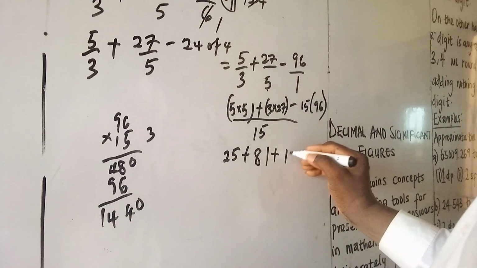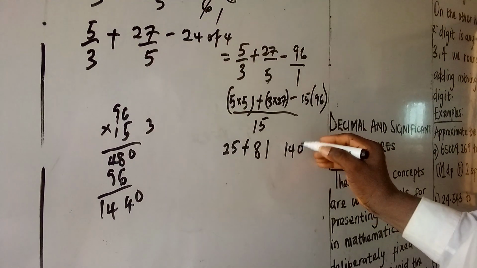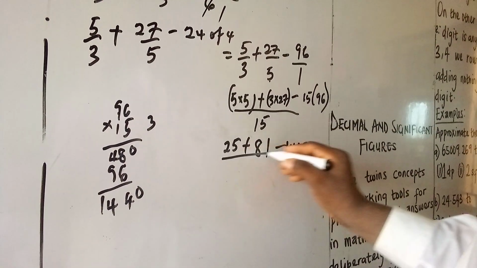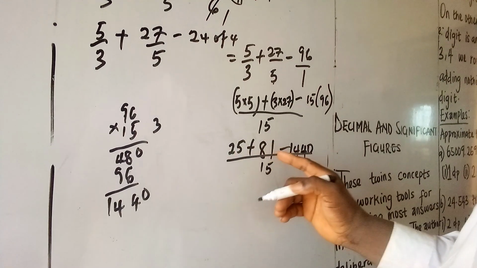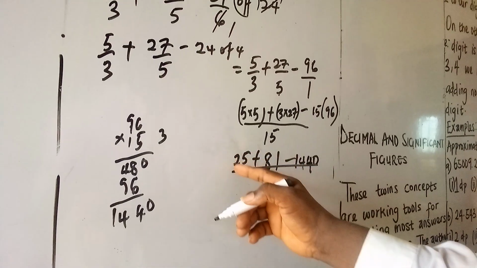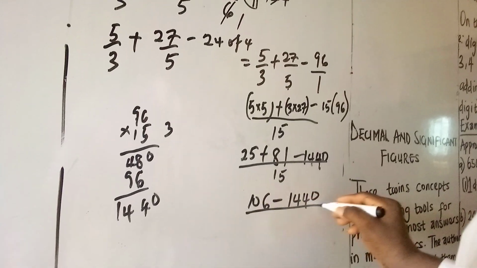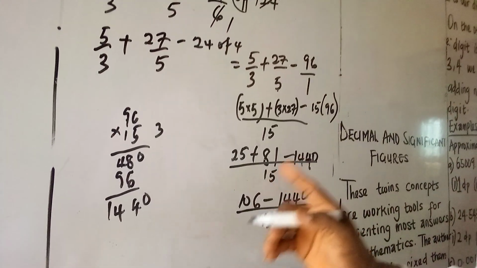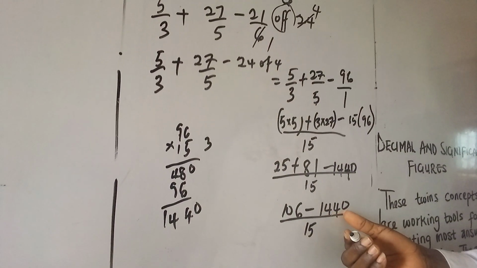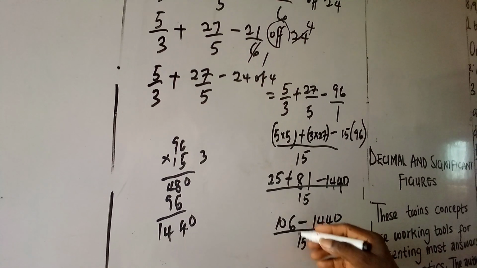So that's 1,440, this is minus 1,440 all over 15. This plus this gives me what? 106 minus 1,440 all over 15. You recall I've told you, anytime you have minus, it means you are owing. So 106 minus 1,440 means it will give us minus.